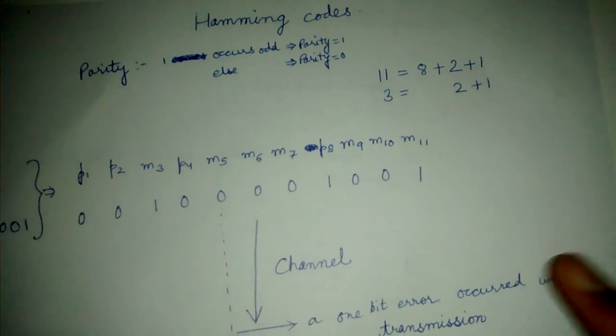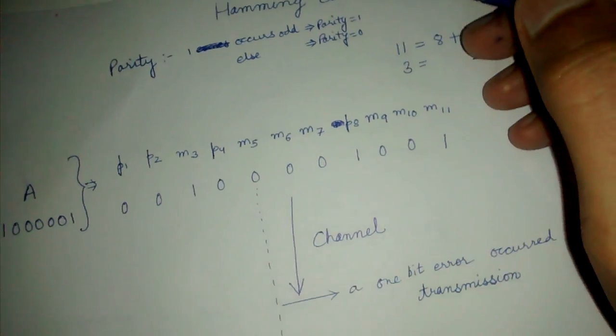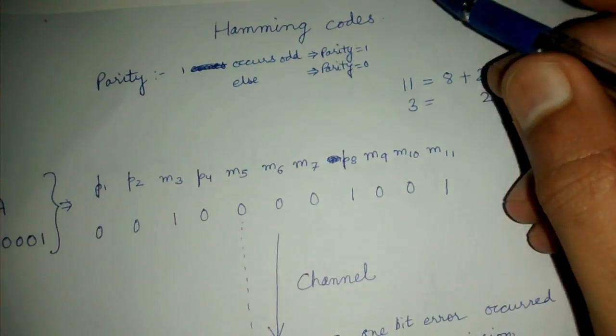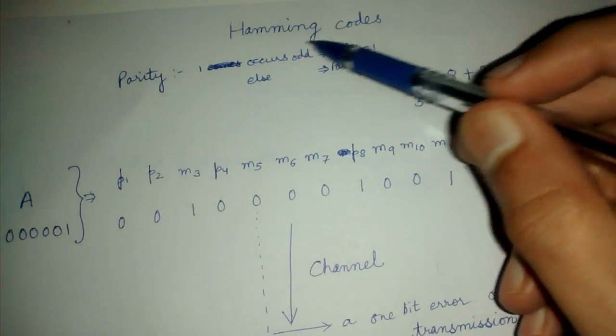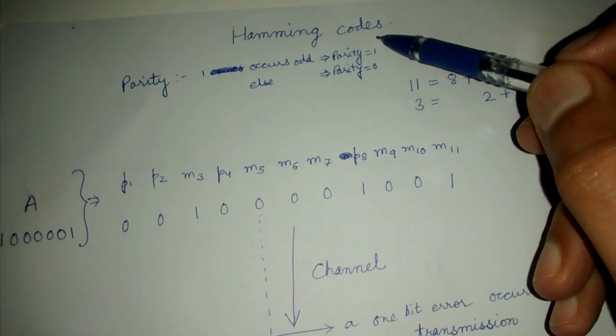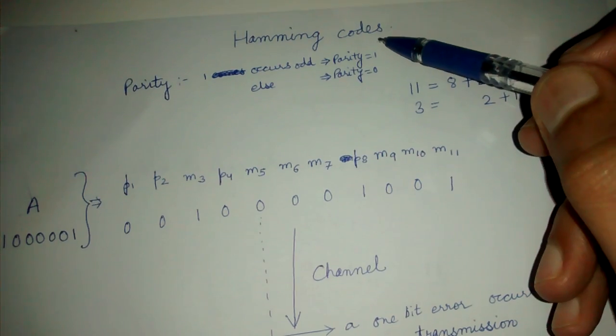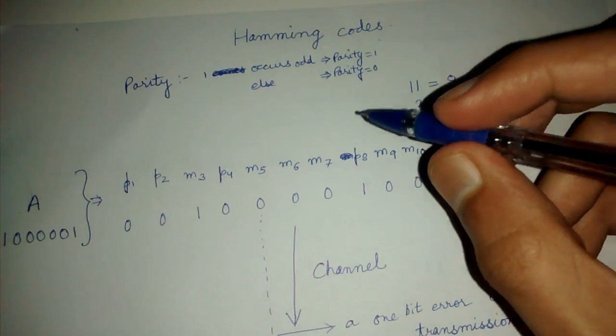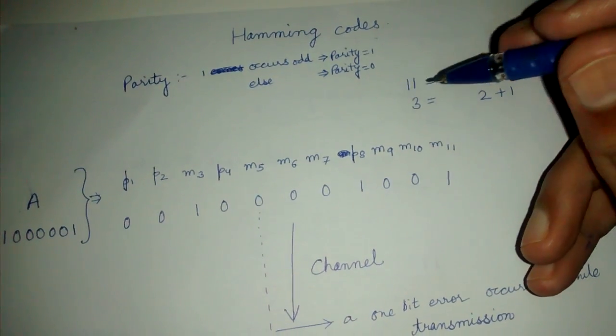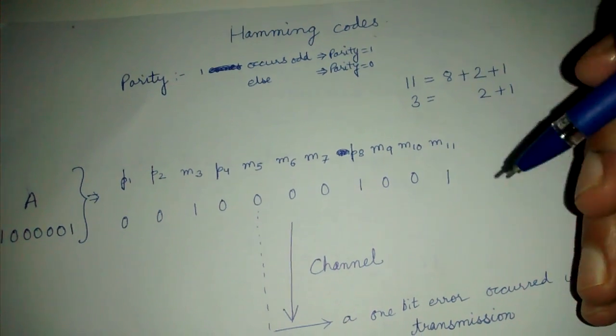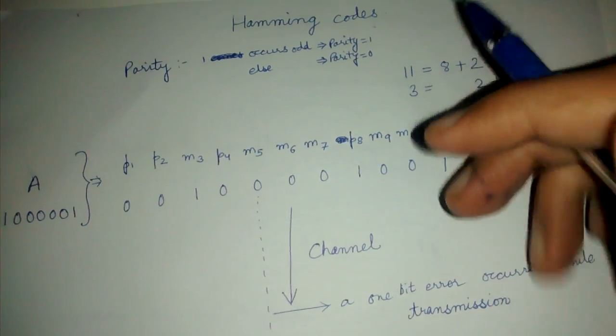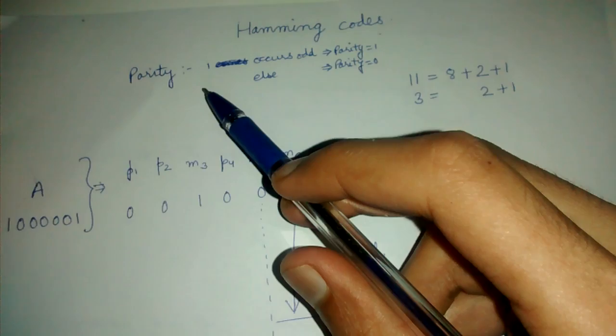Hello friends, so today we will be looking at Hamming codes, which are an important category of error correcting codes which are used in the data link layer of computer networks. So a couple of prerequisites first.